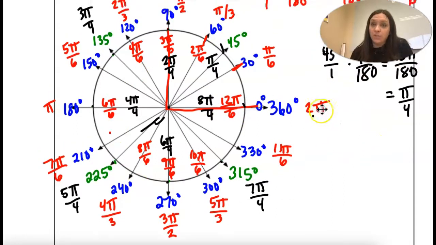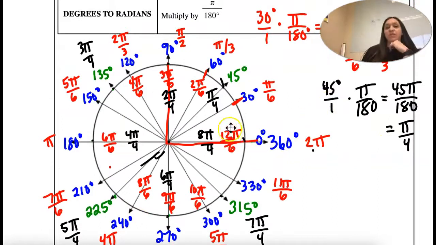So what did we just do? We just found the radians all the way around a circle. And this is called the unit circle.